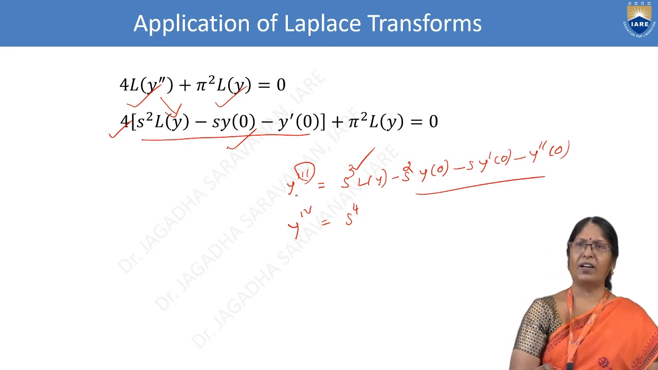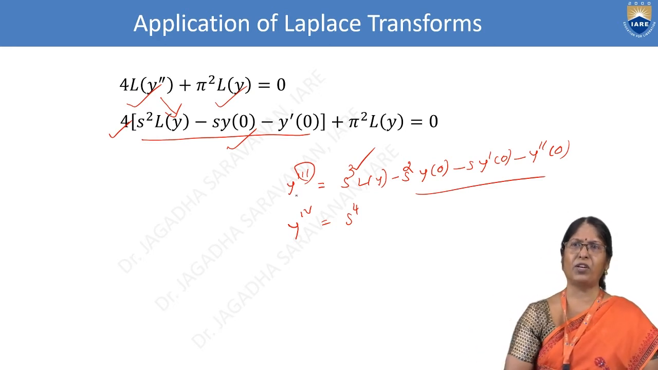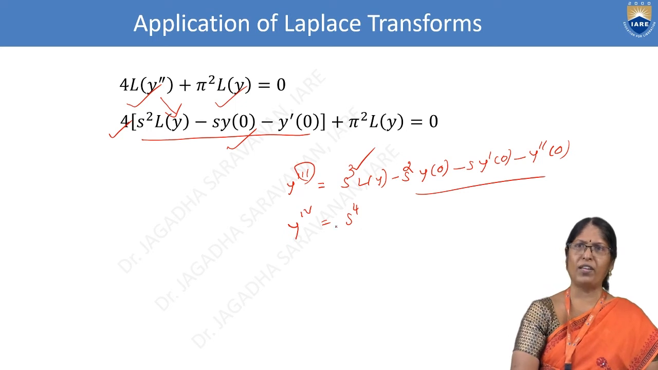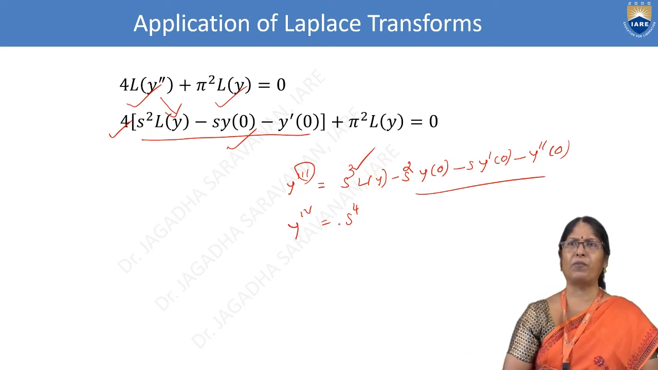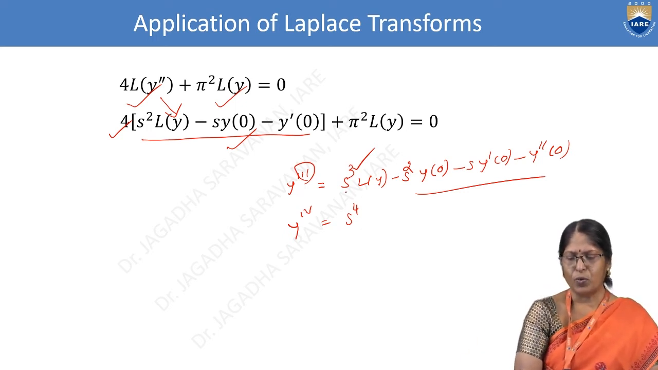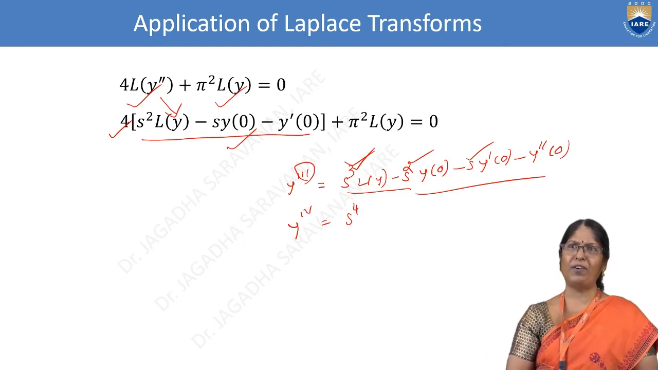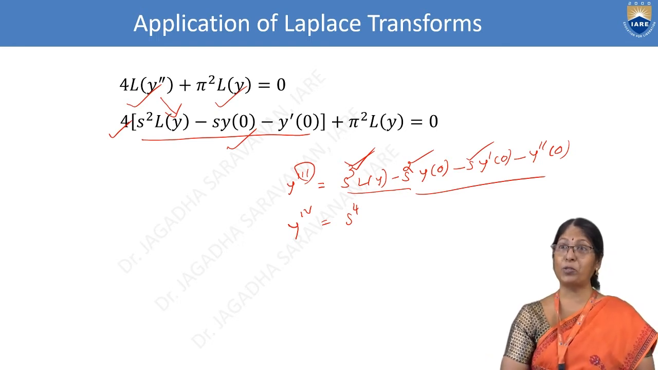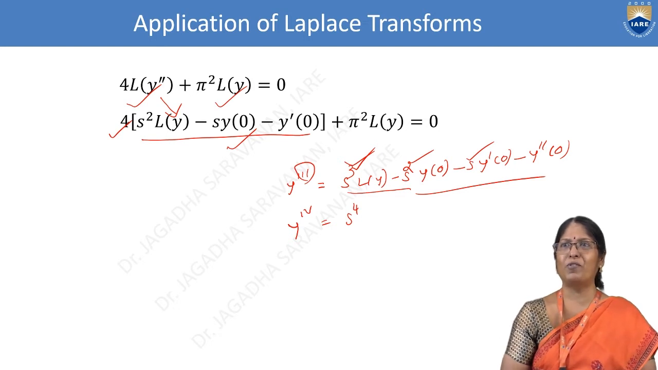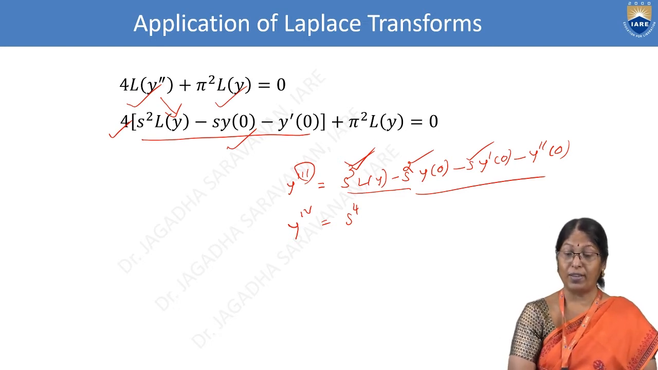If it is the third derivative, we will start with s cube. If it is the fourth derivative, we will start with s power 4. And it goes on, s is decreasing: s cube, s square, s power 1, s power 0. S power 0, the value is 1, because according to the exponential law, we know a power 0 is 1. So the s part is over.